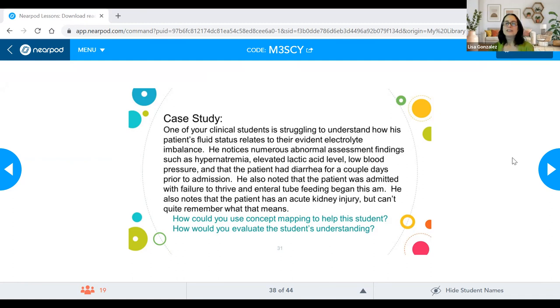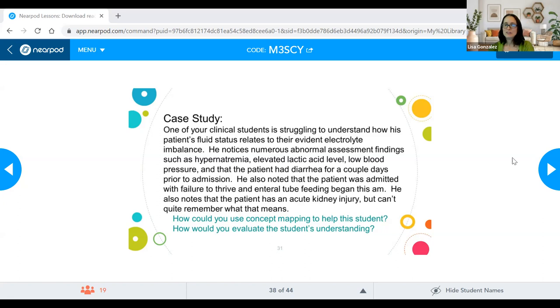All right. So one of the students is struggling to understand how his patient's fluid status relates to their electrolyte imbalance. They notice numerous abnormal findings such as hyponatremia, elevated lactic acid level, low blood pressure, patient has diarrhea, he has failure to thrive, enteral tube feedings. He also notes that the patient has an acute kidney injury, but can't remember what that means. So how could we use concept mapping to help this student? And how could we evaluate the student's understanding?